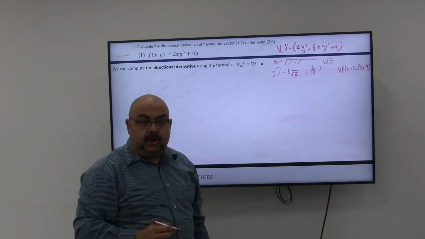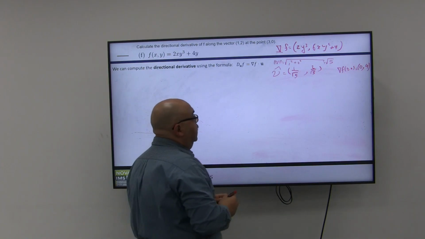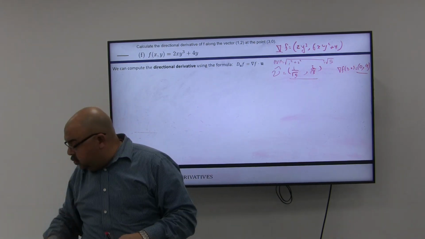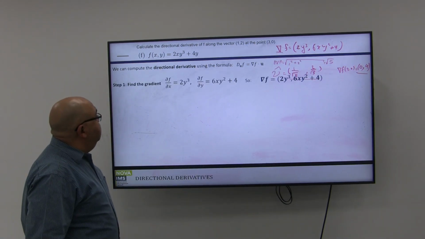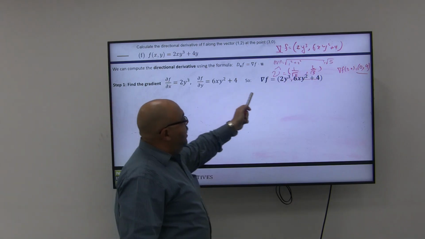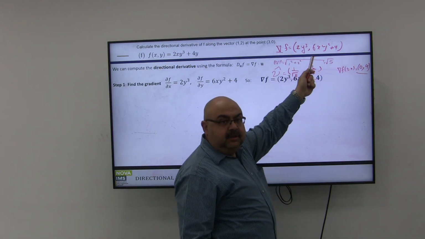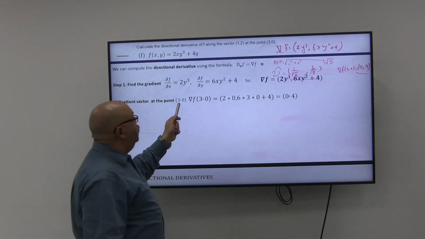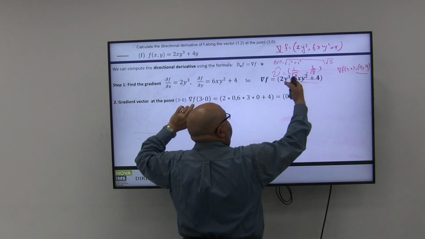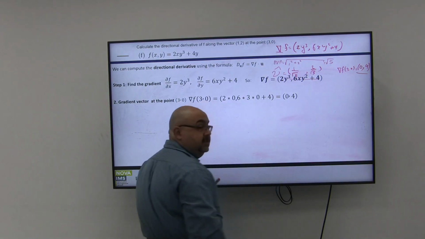Now I can find the directional derivative, or the directed derivative, which is simply going to be the dot product of 0 and 4 dot this value. So once more, this is the first step that we are going to have, differentiating with respect to x, differentiating with respect to y. As you can see, this is 2y cubed, 6xy squared plus 4, exactly as we did. The second step is trying to find the gradient vector at 3 and 0. So I'm going to substitute these coordinates by 3 and 0. That's the result, which is 0 and 4.